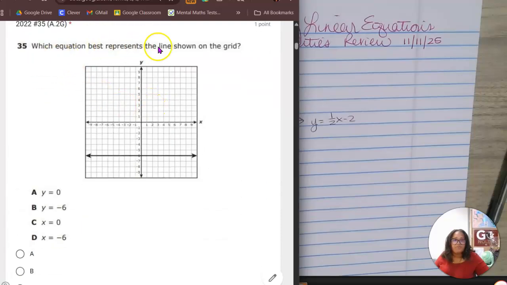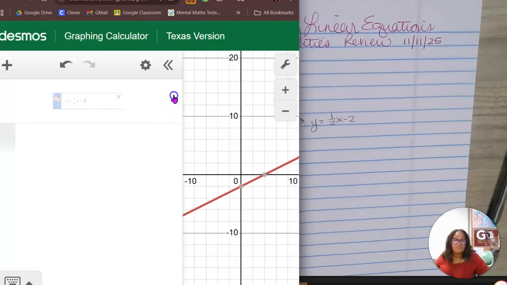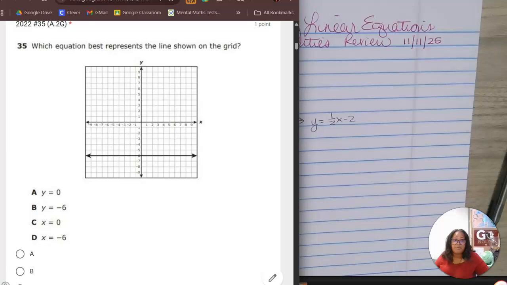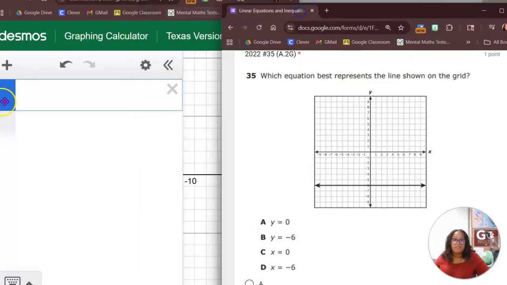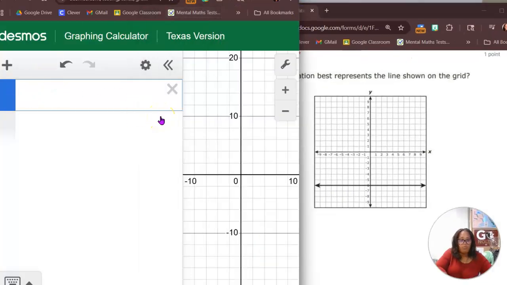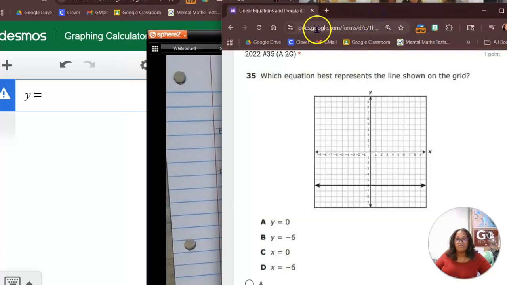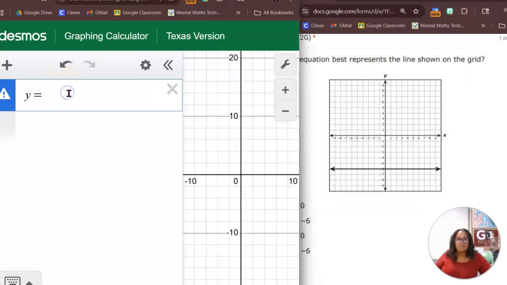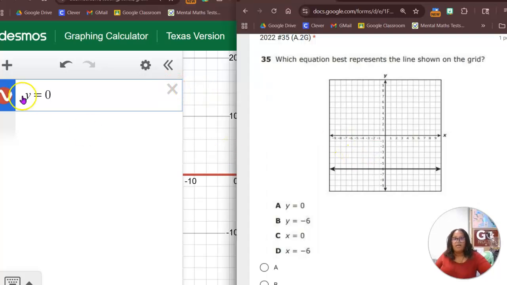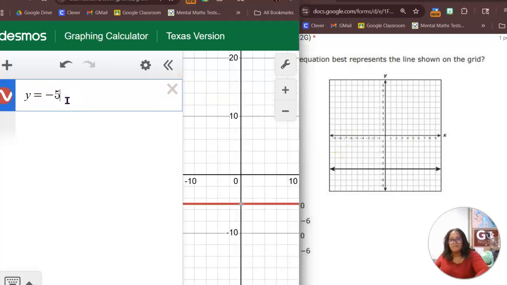All right, which equation best represents the line shown on the grid? I would type these in to Desmos. Always check with Desmos to see which one matches. I love matching pictures. So let me split this up. Y equals, hold up, wrong window, this one. Y equals 0 is clearly not it. Y equals -6. And it goes through -6, and it looks like this.